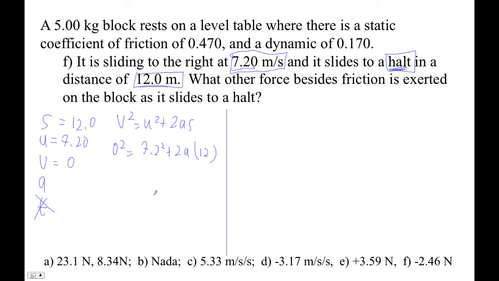Okay, so let's see. Parentheses, 0 squared minus 7.2 squared, divided by 2, divided by 12. Negative 2.16. Now, when you're doing these problems, first, don't forget how to do suvat, right?